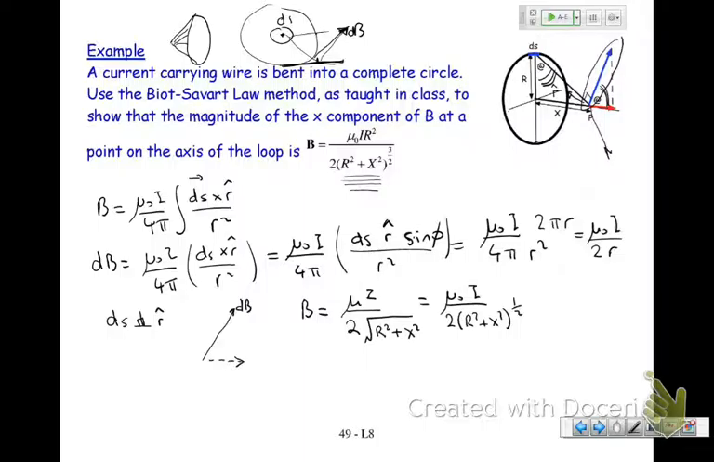So B equals mu naught I over 4 pi integral of ds cross r over r. That's my basic expression. And that would give me my answer there. But my answer is over here, which is just further away. So that means that I get mu naught I over 4 pi integral of ds over r squared.